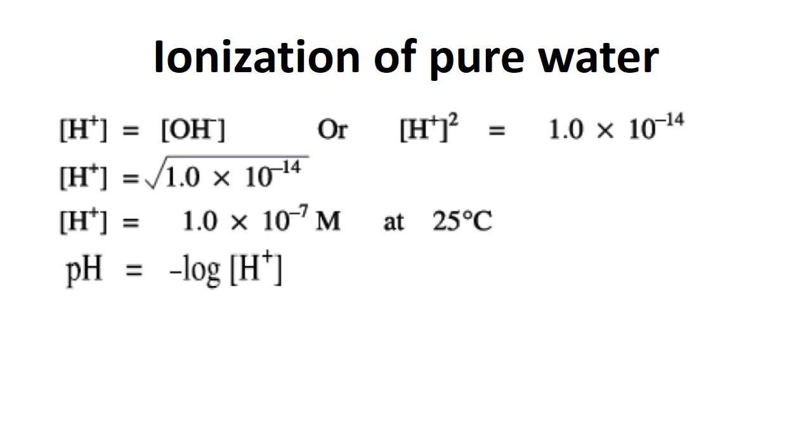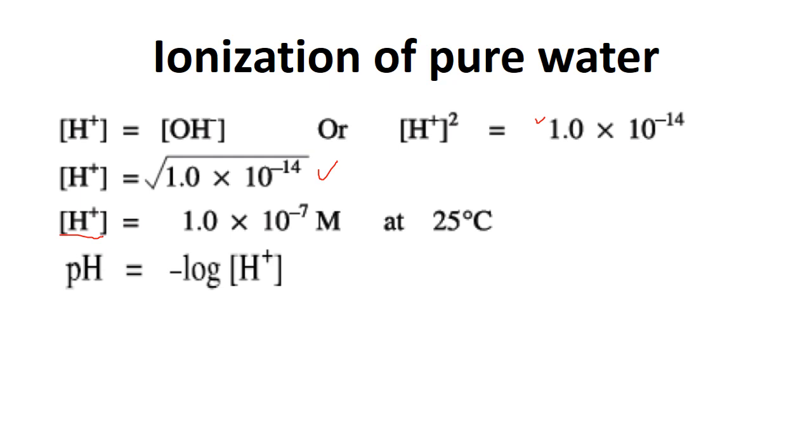Here hydrogen ions and hydroxyl ions are equal in value in pure water. So if I replace hydroxyl ions with hydrogen ions as they are equal, it's going to be the square of hydrogen ions and its value will be 1.0 multiplied by 10 raised to power minus 14. After taking the square root, I can find out the value of hydrogen ions, and no doubt the same is the value for hydroxyl ions.